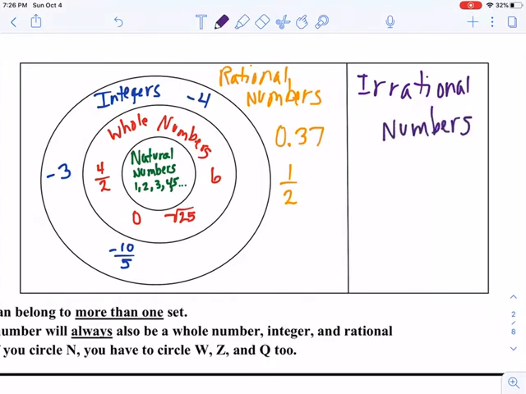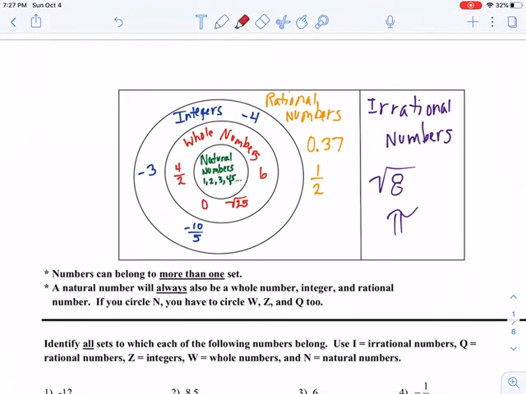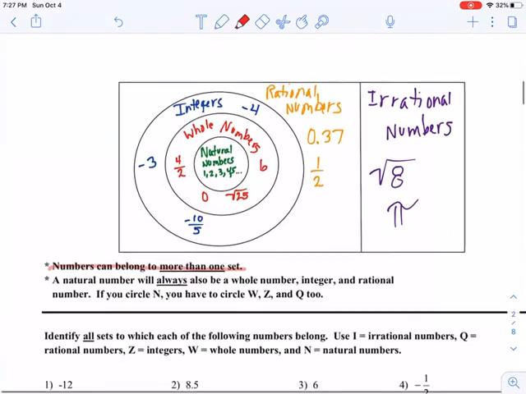These are the numbers you cannot turn into a fraction. So like the square root of 8, if you put that in your calculator, or pi, because there's been no pattern shown in pi, it just keeps going on and on forever with no pattern. So like I said, numbers can belong to more than one set. A natural number will always also be a whole number, integer, and rational number.